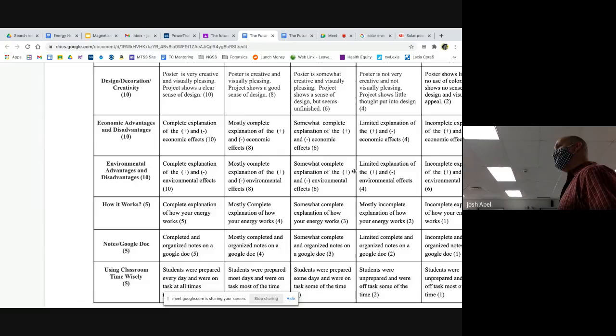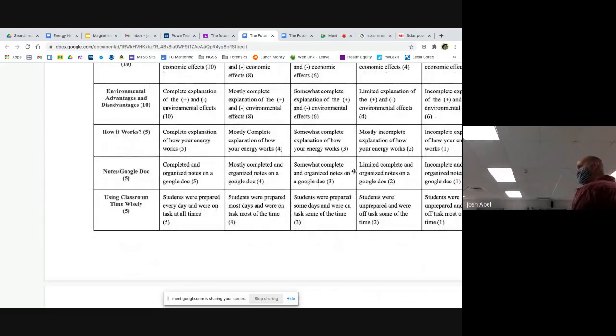Simple. Okay, how it works. Again, I want to know exactly how it works. Use that as part of your thing, and you can organize this in your poster however you want to. You can have a section for how it works, a section for the economy, a section for the environment. How you guys organize those things is completely up to you.